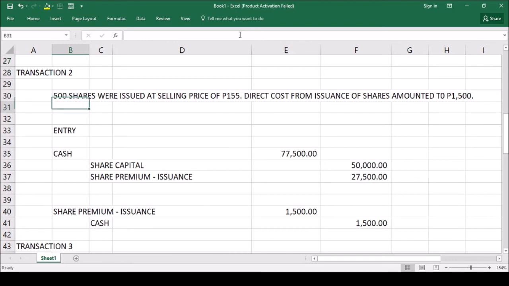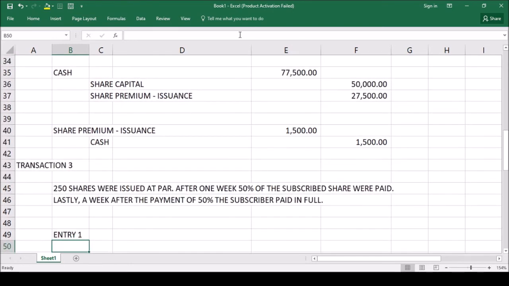Okay? How about transaction number 3. 250 shares were issued at par. After 1 week, 50% of the subscribed shares were paid. Lastly, a week after the payment of 50%, the subscriber paid in full. This is important because we should always check whether the subscriber of the shares has fully paid what they should pay.